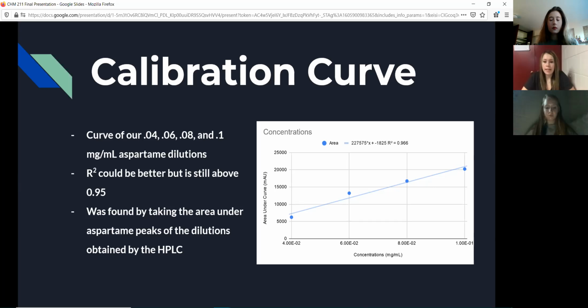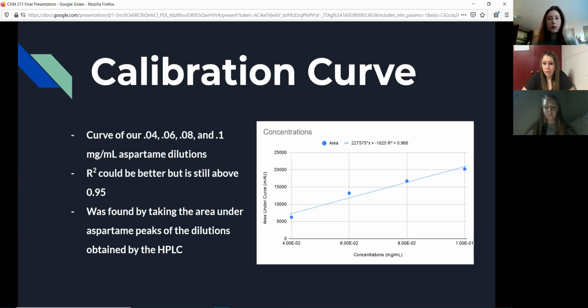After obtaining all of our data and our peaks, we created a calibration curve. We used the concentrations of our stock solutions, which were 0.04, 0.06, 0.08, and 0.1 milligrams per milliliter of aspartame. When we ran the HPLC instrument and obtained our peaks, we then used the processing software on the HPLC instrument to take the integration of each of these peaks at each of these dilutions. And after finding the area under the aspartame peak curves, we graphed this versus the concentrations of the stock solutions to obtain this calibration curve.